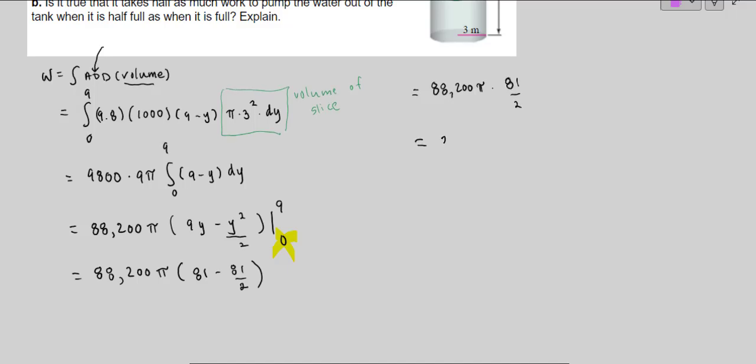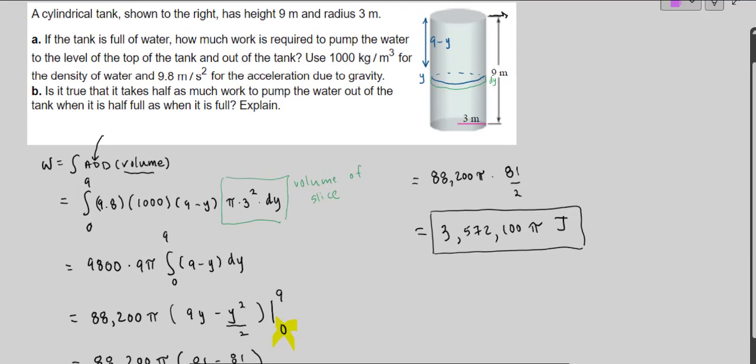And that is going to give us a bunch of joules. When we multiply those constants together, we'll leave the pi alone. If we wanted a rounded answer, we would replace pi with 3.14 or something. So that's how many joules it takes to empty the tank out the top.